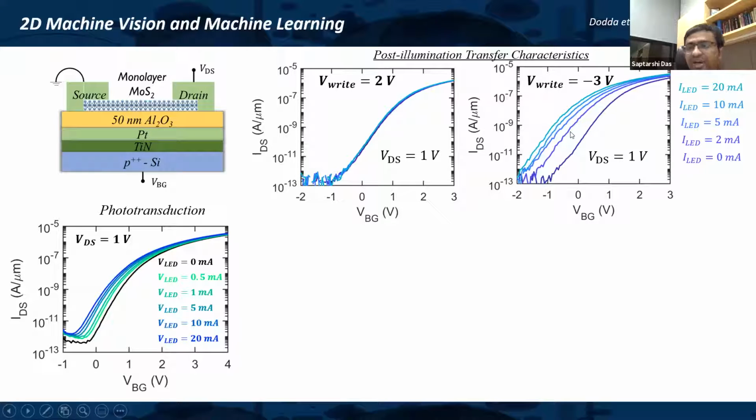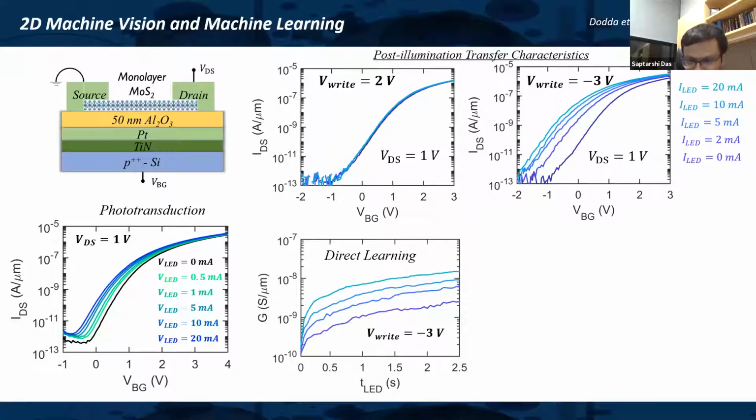This is nothing but you create photogenerated electron-hole pairs, and these holes essentially get trapped in the underlying oxide, and that results in a threshold voltage shift in the device, and that results in a post-illumination current, or something which in the optics society is very well known as persistent photoconductivity. Now here the photoconductivity is actually gate tunable.